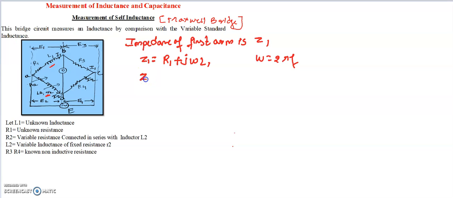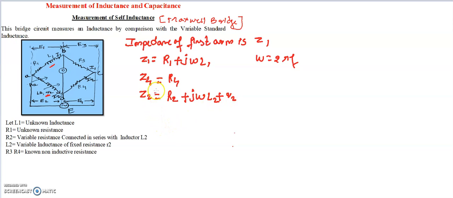And Z4, the last arm, has only resistance, so let it be R4. There is no inductance or capacitance, so its reactance is 0. Next is Z2, a combination of resistance as well as inductance. For the purely resistive part it is R2, and the inductance is j omega L2, and this inductance has a small fixed resistance, so I will write it as R2 plus small r2.